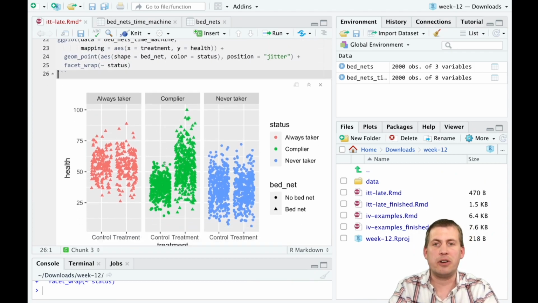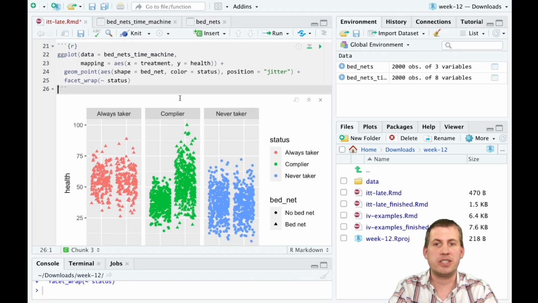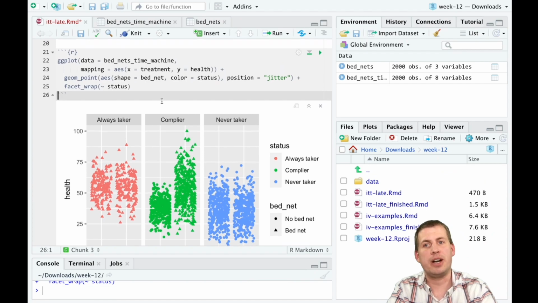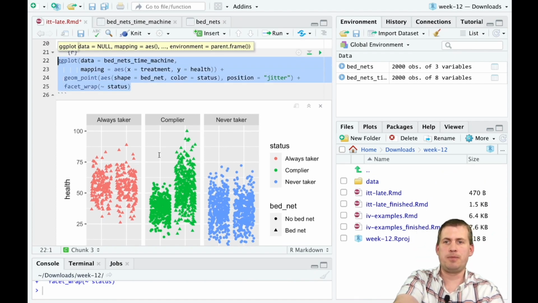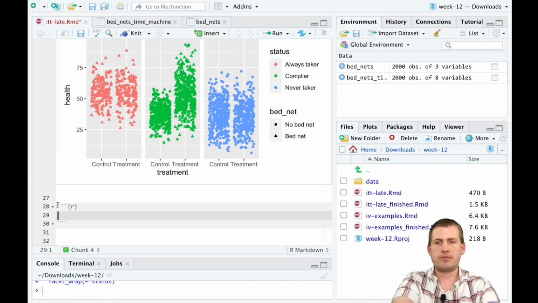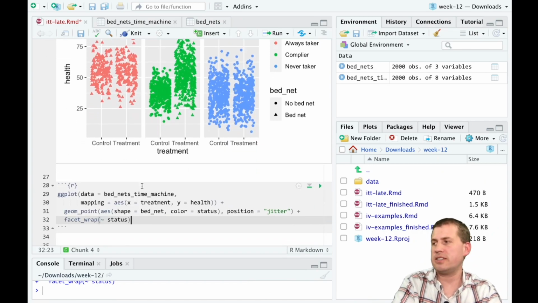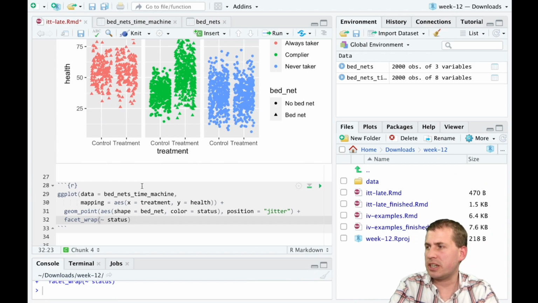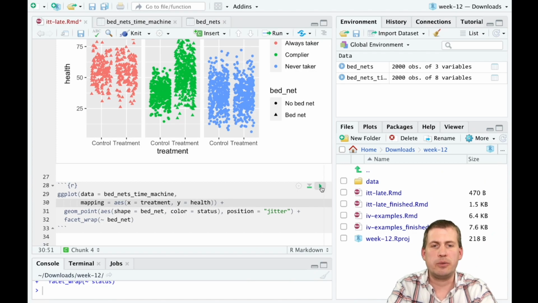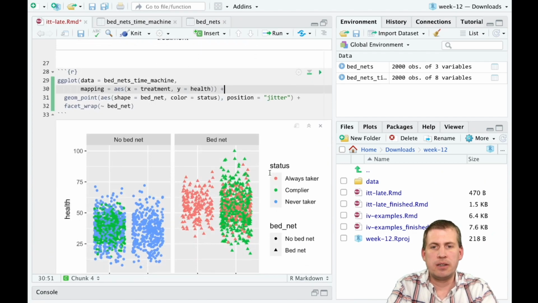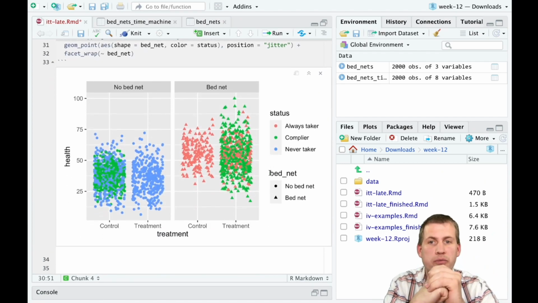The tricky part, though, is that in real life, we don't see this status here. We just see if they did the bed net or not. So if we copy this code that we just ran for ggplot here, we're going to make a second plot. And we'll use that same code, and we'll only adjust one thing. Instead of wrapping by status, because we can't actually see that, we're going to facet by bed net. And if you run this, this is what we actually see in our data.